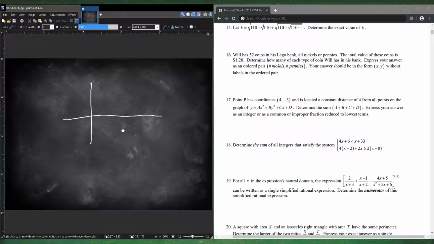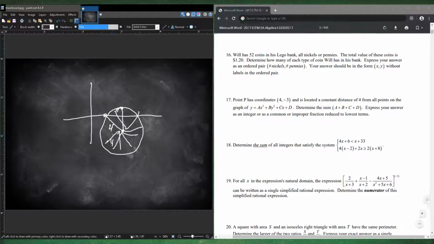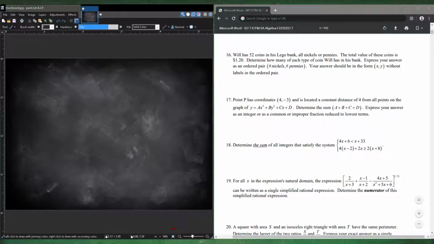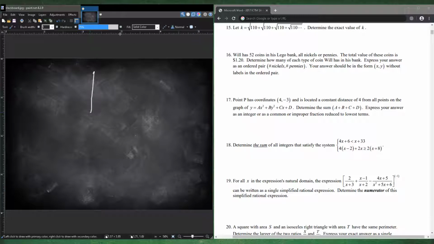Okay, and what we have is a constant distance of 4. So this point is 4 away, 4, 4, 4, and so on. I'm just bad at drawing. All these points are 4 away. So what does that look like? Well, you connect all those points, and that's just a circle. So how do we find that? Let's draw a clearer image.